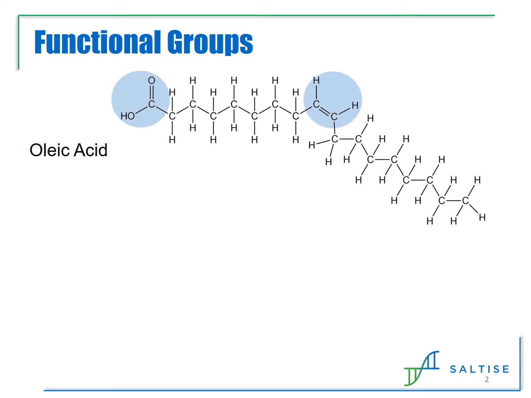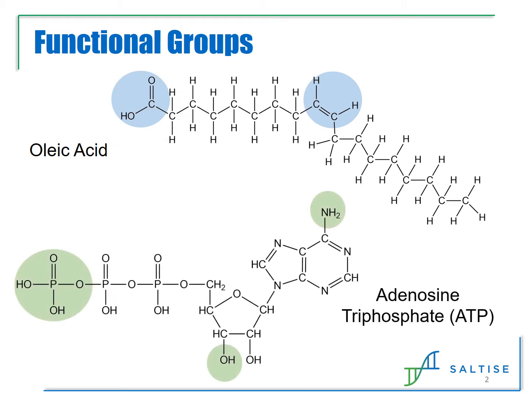Here we have ATP, also known as adenosine triphosphate. It's the main source of energy for many processes in the body. It has three common functional groups, as shown here in the three green circles. In this module, we will have a look at some common functional groups in biological molecules, also known as biomolecules.